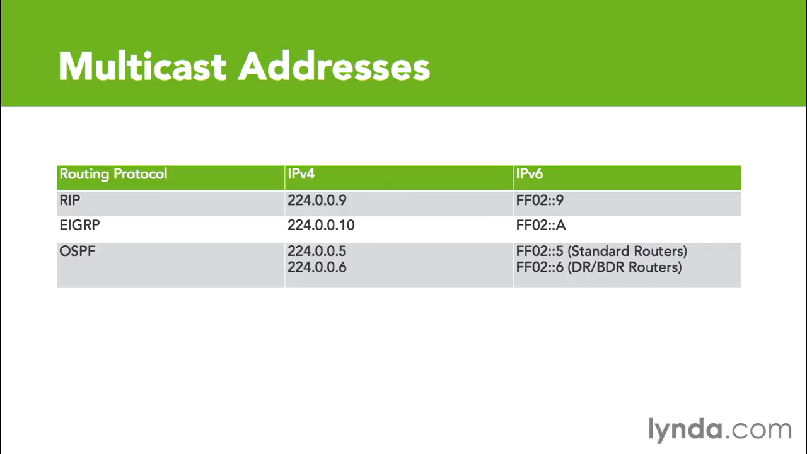For EIGRP it is 224.0.0.10. That's what it uses to carry the data across from one router to the next using that multicast address. In IP version 6, you see that they're all FF02. The last one, though, says A, because in hex, 10 is A. That's why in IPv6, for the newer version of EIGRP, it is A.